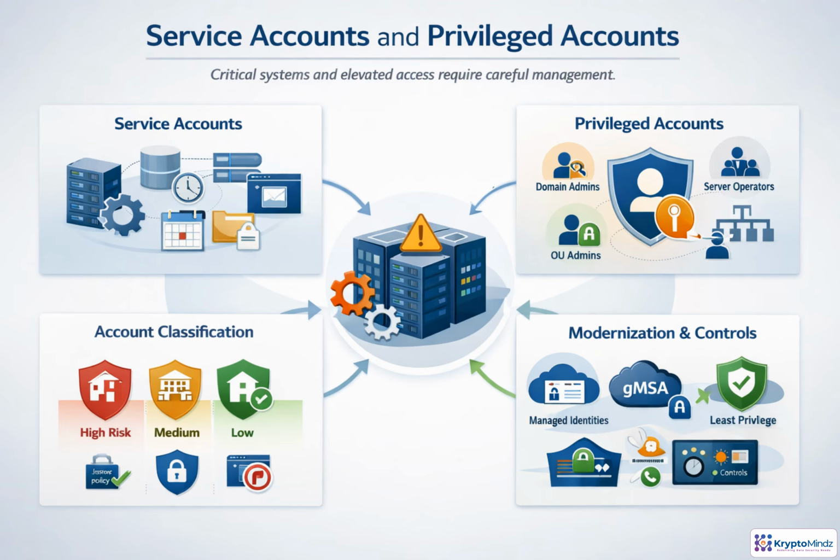Service and privileged accounts are often the most sensitive part of the assessment. A normal user account maps to a person. A service account maps to a workload, such as an app pool, SQL service, scheduled task, script, or backup job. A privileged account maps to authority, such as domain admins, server operators, or delegated OU admins. Assess these as separate populations. For each account, capture business criticality, permission level, password policy, and whether interactive logon is allowed. Then decide the modernization path: managed identities, group managed service accounts, least privilege, and stronger privileged access controls.